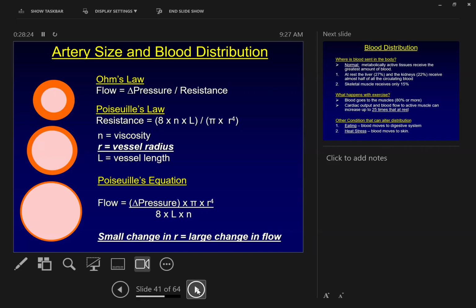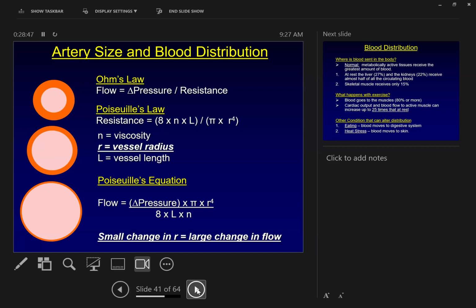Does that make sense? I don't want you guys to get lost in the equations. I don't want you to get lost on what is L and all of this. The very, very basic thing is this is just a mathematical way to explain why vasoconstricting or vasodilating arterioles has a dramatic effect on where the blood goes.